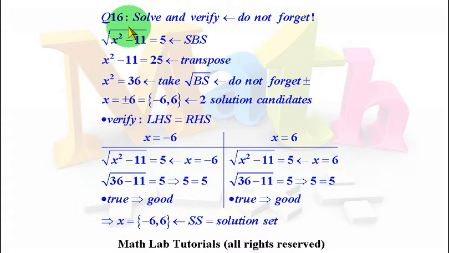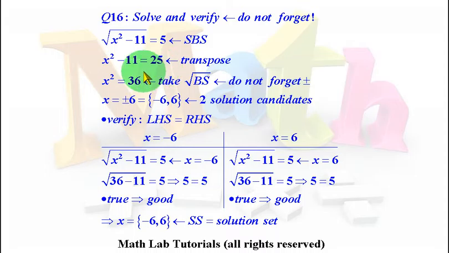Question 16, solve and verify. Do not forget to verify. On the left, we have the square root of x squared minus 11 equals, on the right, we have 5. Because we have a radical on the left and a non-radical on the right, it's time to square both sides. So if we square the left, we get x squared minus 11. If we square the right-hand side, we get 25.